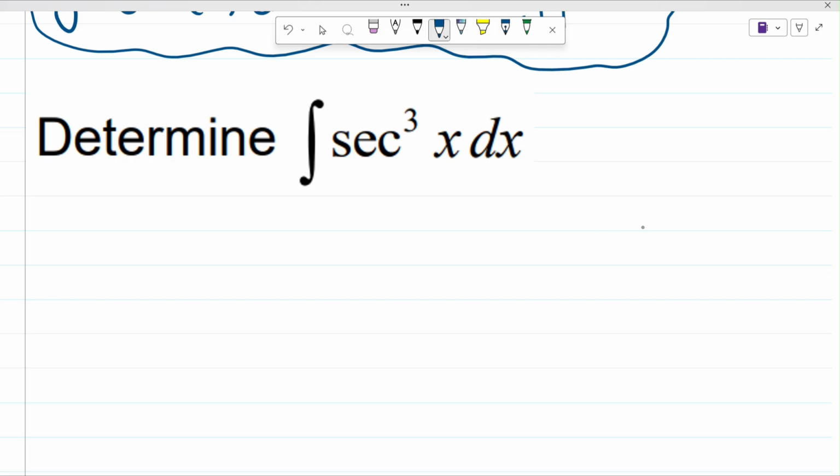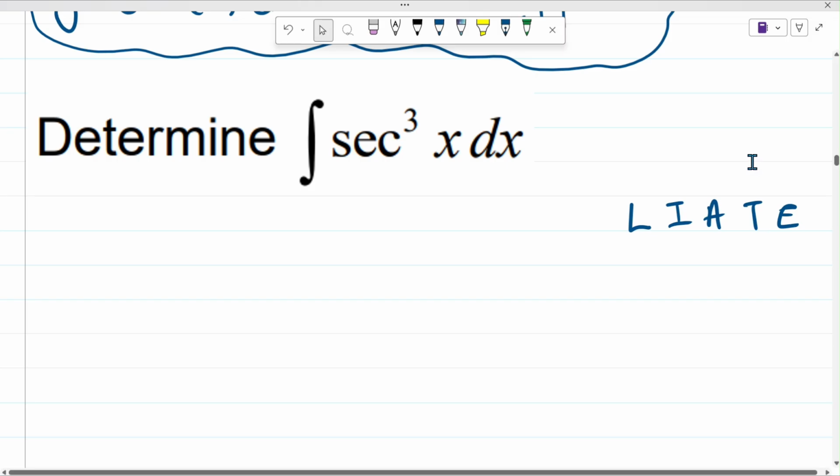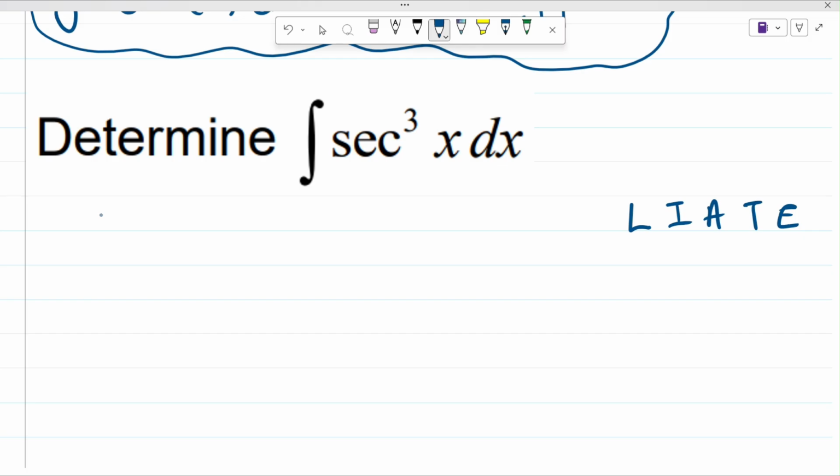Remember, LIATE, it's always applicable. So let me write it here on the side. LIATE. So now, okay, this one, it's special, right? It's special in this way. We don't really use LIATE, but it's part of the integration by parts. So look at it. You need to first split it out.